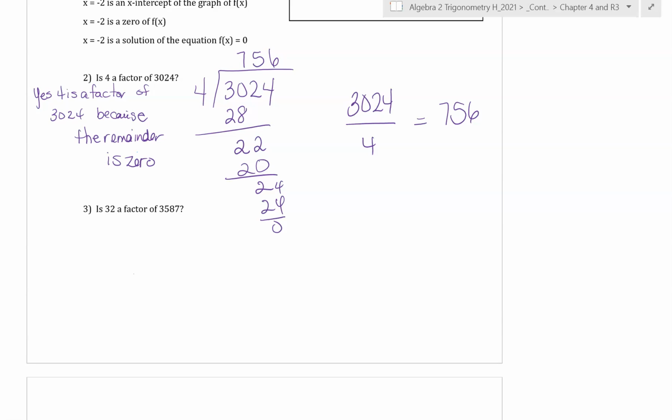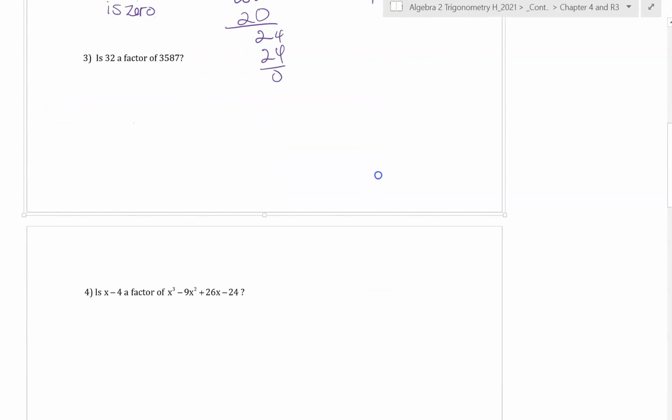Let's try the next example. Is 32 a factor of 3587? Go ahead and pause the video and determine whether 32 is a factor of 3587. Go ahead and use long division. Pause the video and give it a try.